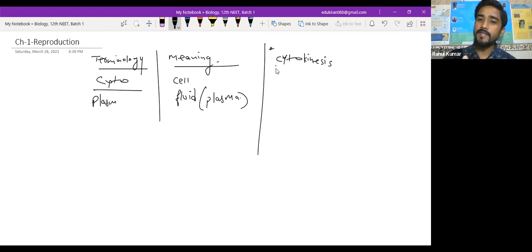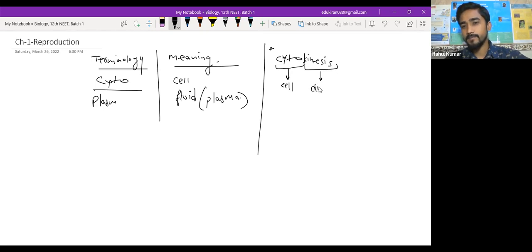So here the word cyto is still associated with, it means cell. And what does the word kinesis mean here? So you all know what cytokinesis means. So what will kinesis imply? Division, right? Division or breaking up into two. So let's say division here. So cytokinesis is cell division, right?